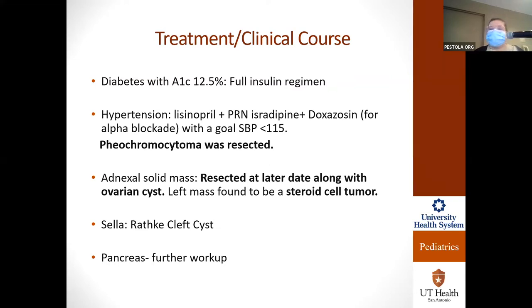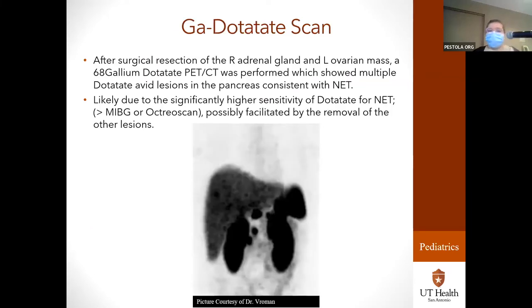Her pheochromocytoma was later resected. And her adnexal solid mass was resected at a later date along with the ovarian cyst, and the mass was found to be a steroid cell tumor. Now, the pancreatic lesions did require further workup, and so after resection of the right adrenal gland and left ovarian mass, the Dotatate scan was performed, which showed multiple avid lesions in the pancreas, consistent with a neuroendocrine tumor, as you can see in the bottom.